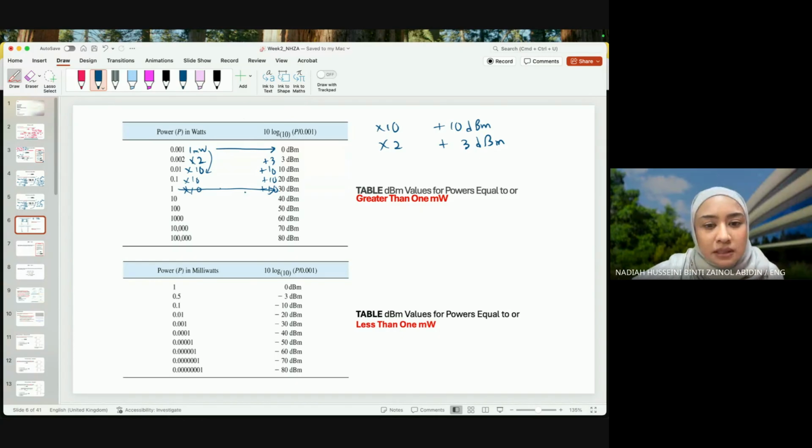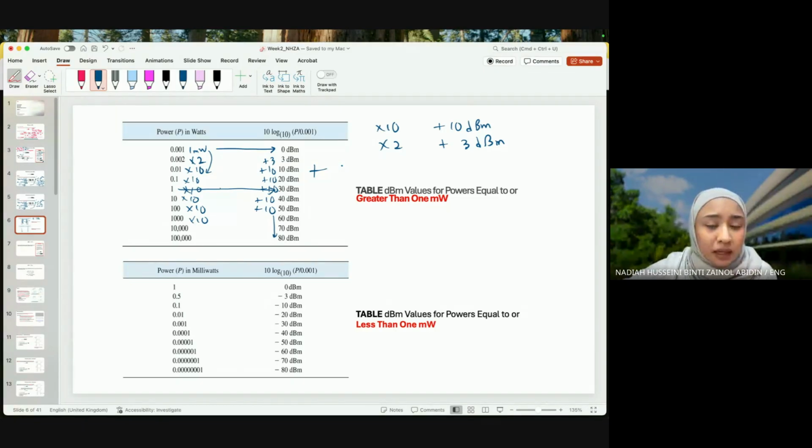Okay, so let's see if it works somewhere else. Times 10 over here, plus 10 dBm, times 10 over here, plus 10 dBm, and so on. You can see that the progression is every time you times 10. Okay, so these are positive values of dBm.